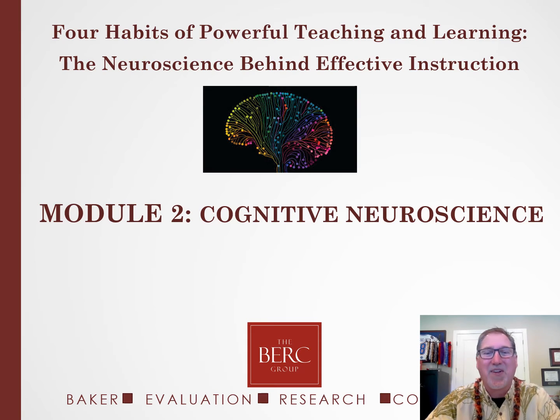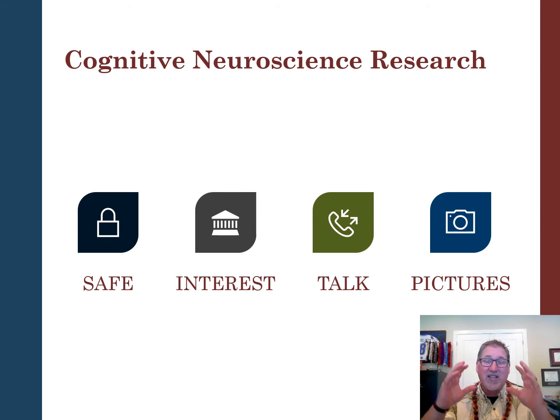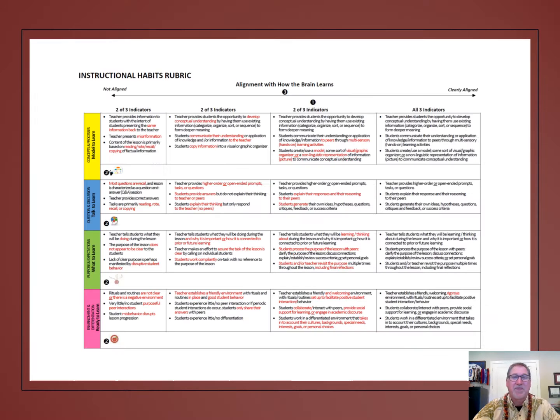So let's get started. There are 4 habits of powerful teaching and learning related to the cognitive neuroscience research. The brain wants to feel safe. It would like to be interested in what it's learning and it would like to talk about it. This module is really about pictures. It can be that simple. There's your big organizer. Be thinking that's the gist behind it. The brain loves pictures. So let's put some more details around that.